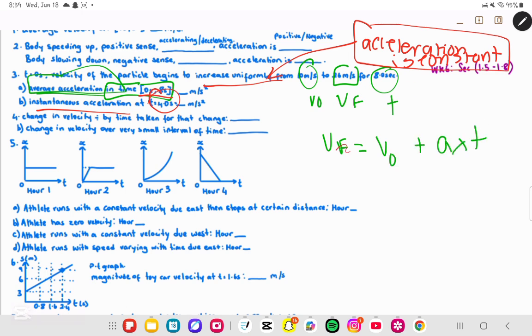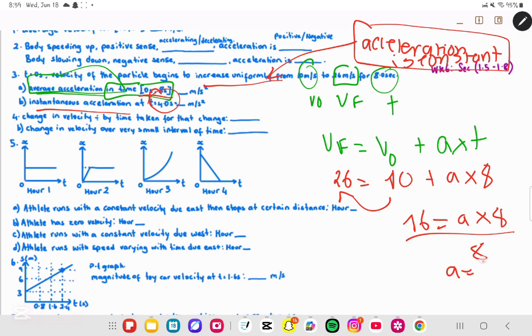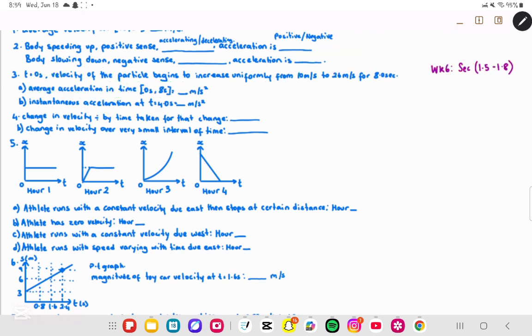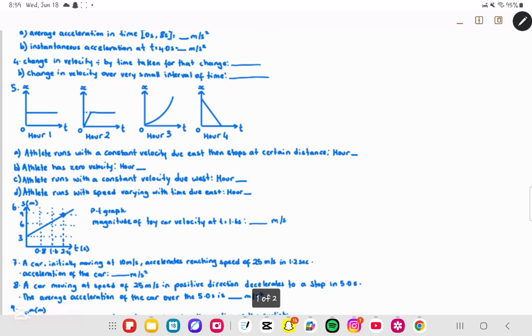So let's substitute. V final is 26. 26 is equal to 10 plus acceleration times 8. Move this there. 16 is equal to acceleration times 8, divided by 8 both sides. Acceleration is equal to 2 meters per second squared. And because the acceleration is constant, at 4 seconds it's also going to be 2 meters per second squared.